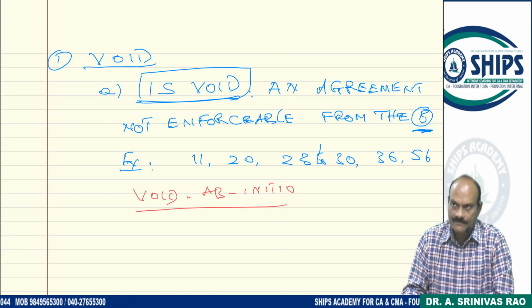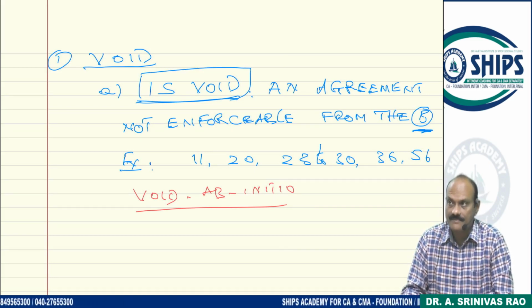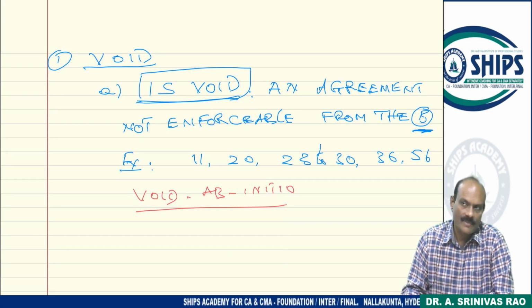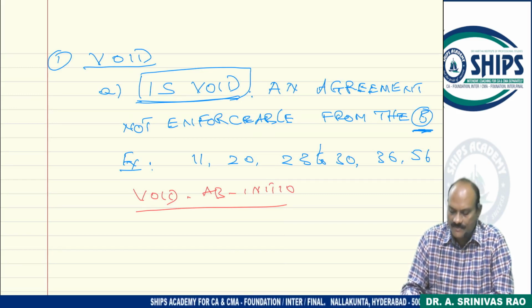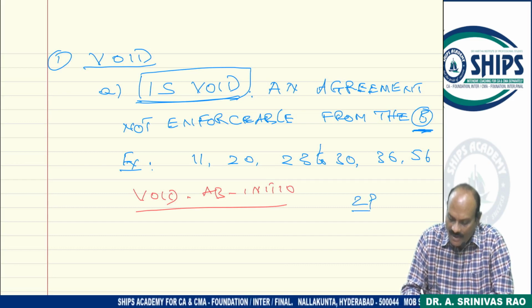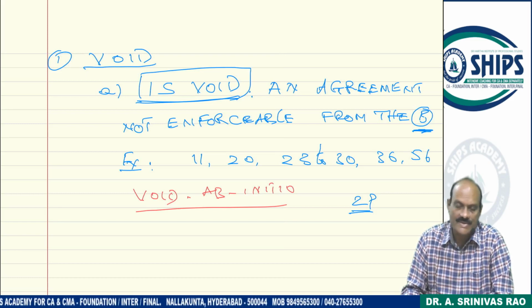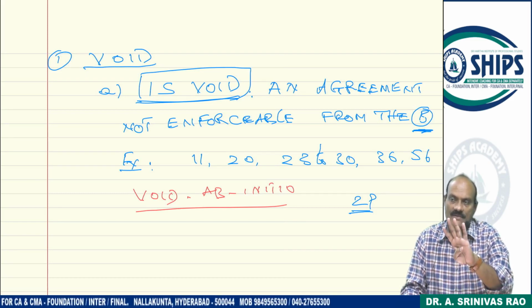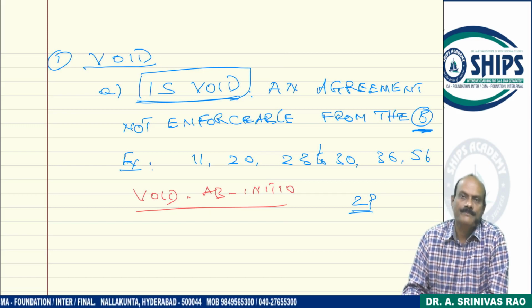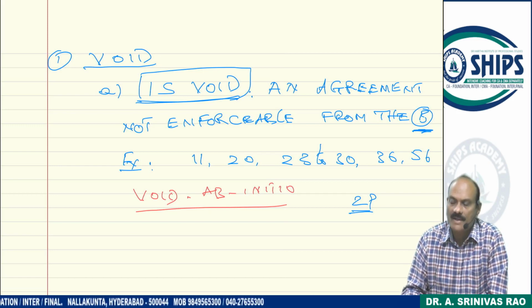Agreement with a minor, void, section 11. Agreement with an unsound person, void. Agreement with an insolvent, void. And section 29, could you remember? Uncertain agreements. Will you buy my car? I have two cars. Which car? Uncertain. Will you sell your business? You have four types of businesses at Hyderabad. Which one? Uncertain. Thereby, uncertain agreement, section 29, is void.